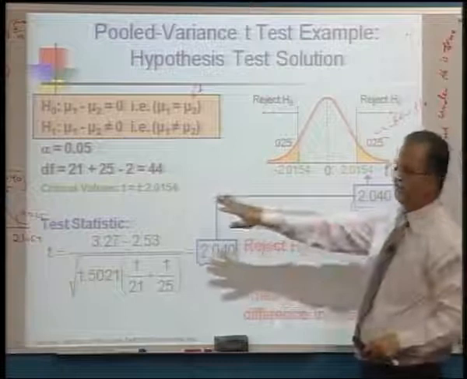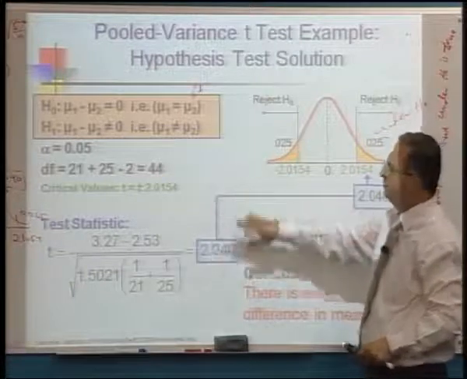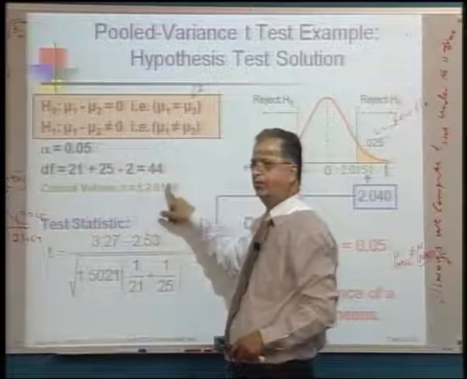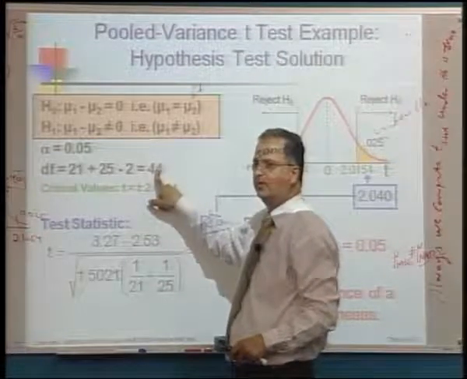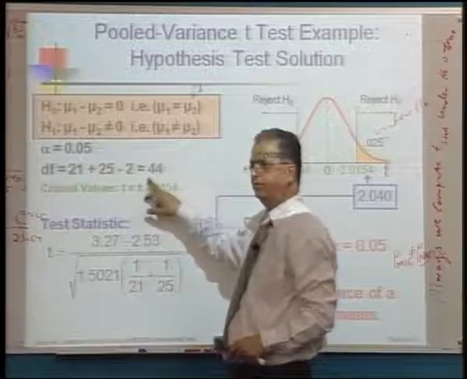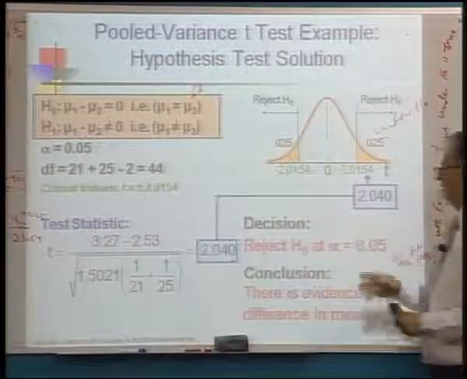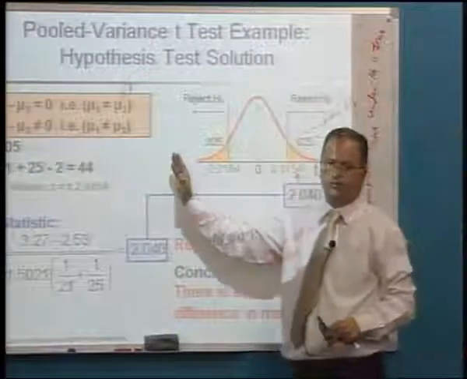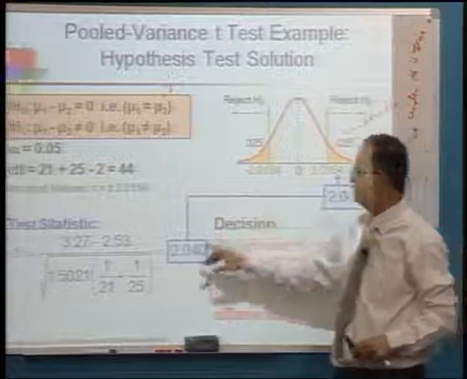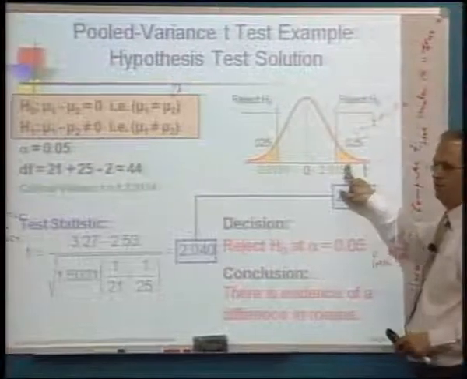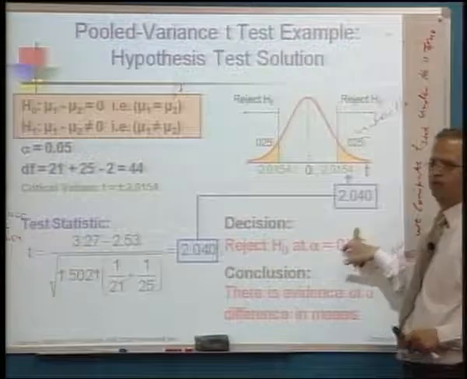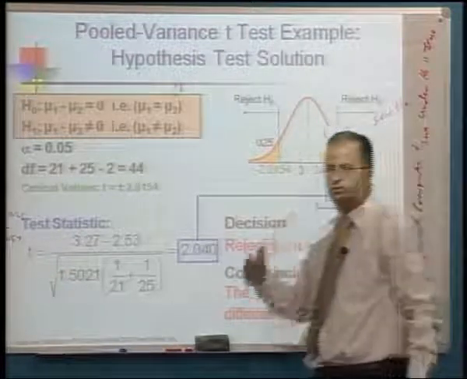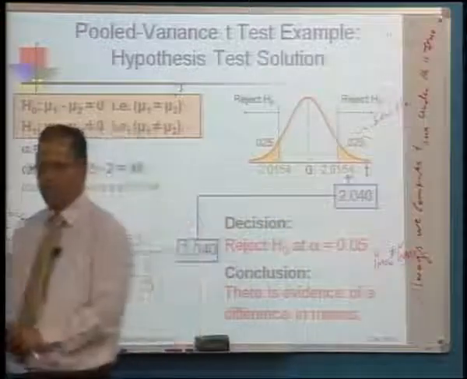One is called the critical value approach. Now, critical values are plus or minus t alpha over 2 with degrees of freedom 44. By the t table, we got this result. So the critical regions are above 2.01 or below minus 2.01. Now your statistic falls in this rejection region, so we have to reject the null hypothesis. So my conclusion is there is sufficient evidence to support the alternative hypothesis.